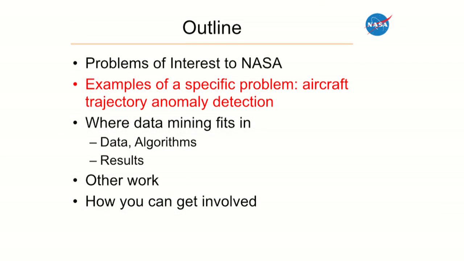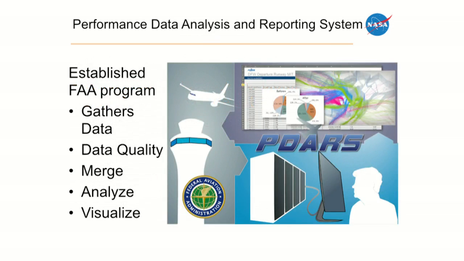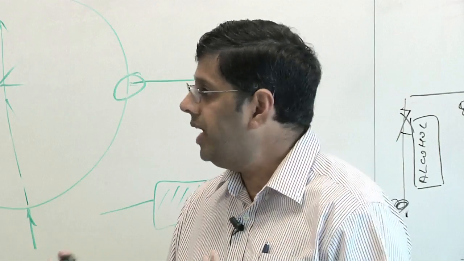So I'll go a little more into the specific problem of detecting anomalies in aircraft trajectories at this point. There is a system run by the FAA called the Performance Data Analysis and Reporting System, or PDARS. It gathers data from the US airspace, so the trajectory of every flight is recorded as part of this system. And it takes care of data quality issues.